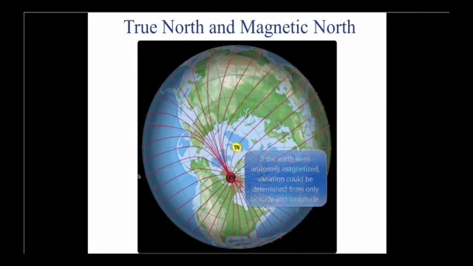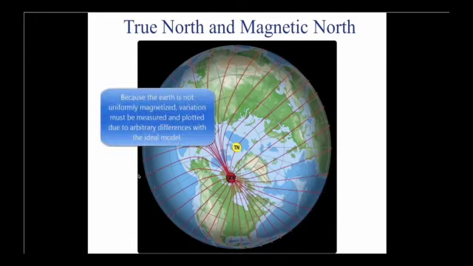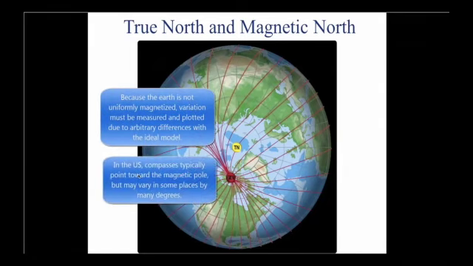If the Earth were uniformly magnetized, the compass needle would point toward the magnetic north, in which case the variation between true north, as shown by the geographical meridians, and magnetic north, as shown by the magnetic meridians, could be measured at any intersection of the meridians. Actually, the Earth is not uniformly magnetized. In the United States, the needle usually points in the general direction of the magnetic pole, but it may vary in certain geographical localities by many degrees.